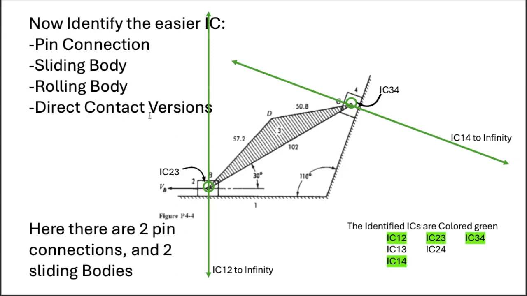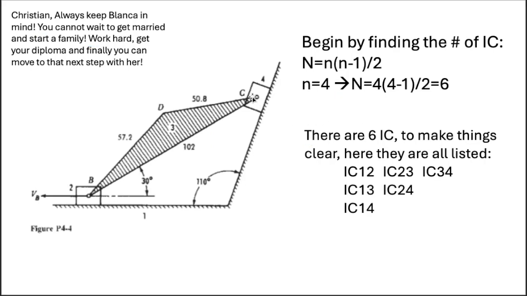Remember, direct contact is with two parts that are moving against each other, whereas sliding is one part is fixed and one part is moving. So what do we have here? Well, when we look here, we have the lines. It's a little unsure, but it's a little hidden. But we see that there's a pin connection between 4 and 3.